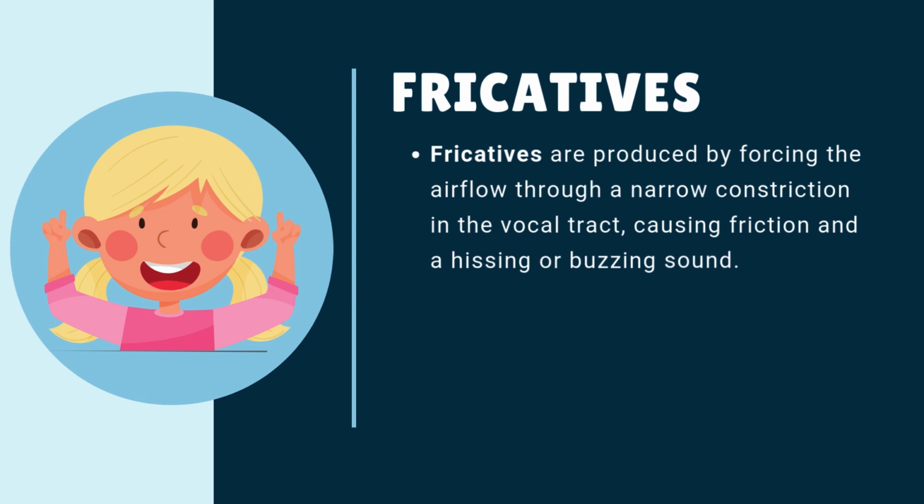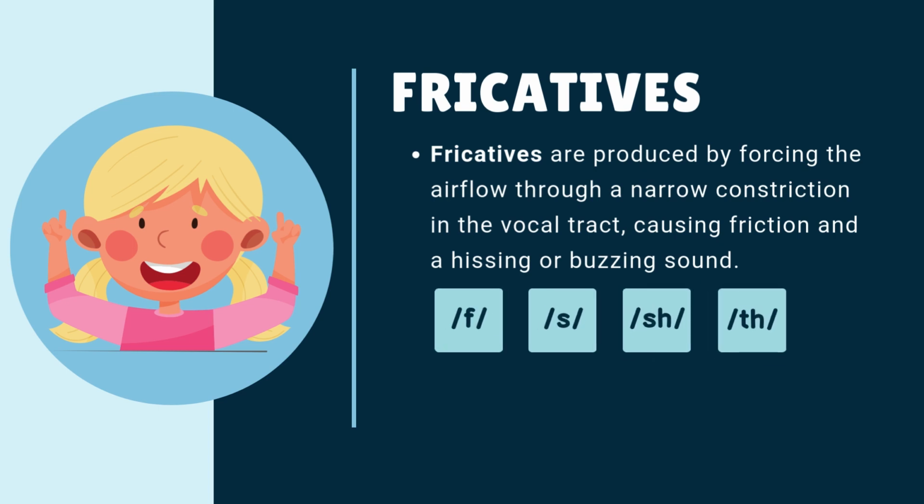Fricatives are produced by forcing the airflow through a narrow constriction in the vocal tract, causing friction and a hissing or buzzing sound. There are 5 unvoiced fricatives: f, s, sh, f. And there are 4 voiced fricatives.